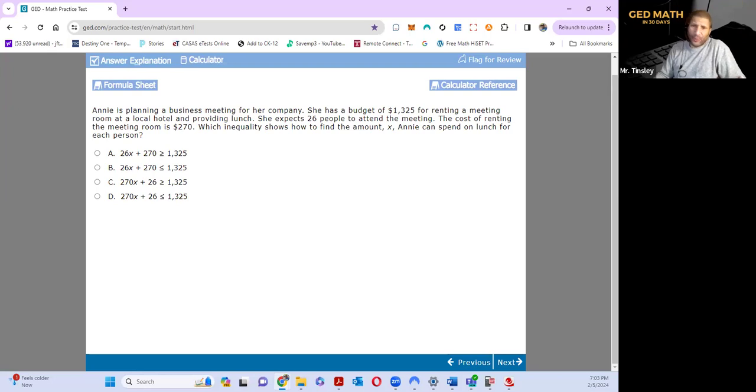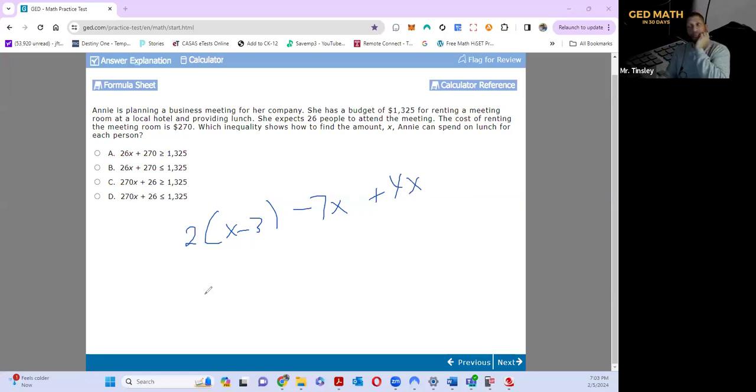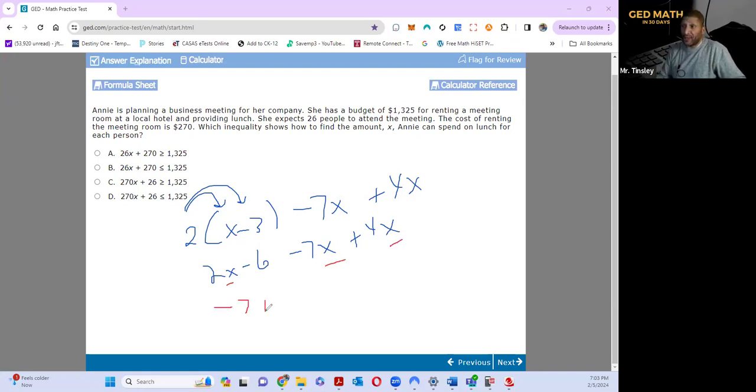Why? Simple things. For example, watch this: 2x minus 3 minus 7x plus 4x. Combining like terms. You've got to know the distributive property. 2x minus 6 minus 7x plus 4x. When you combine like terms, you're looking for the same variable. x, x, x. All I'm doing is looking at the coefficients: minus 7, plus 4, and plus 2. Minus 7 plus 6 is minus 1. So that's minus x.